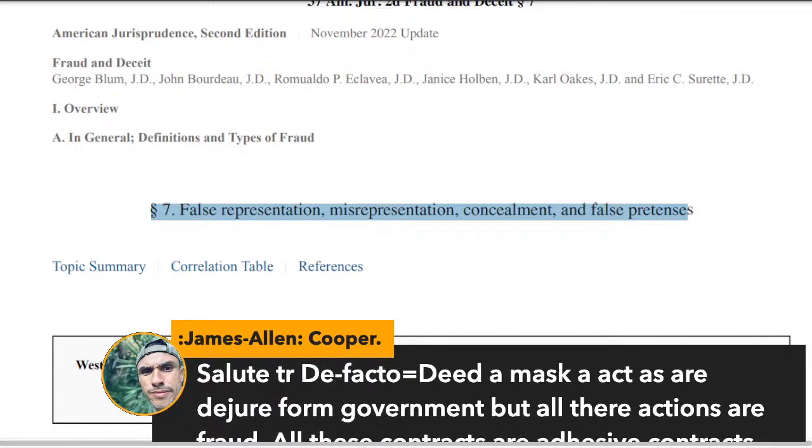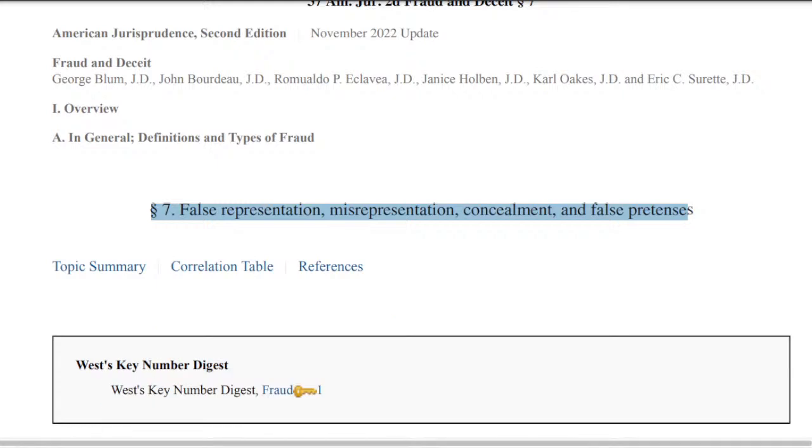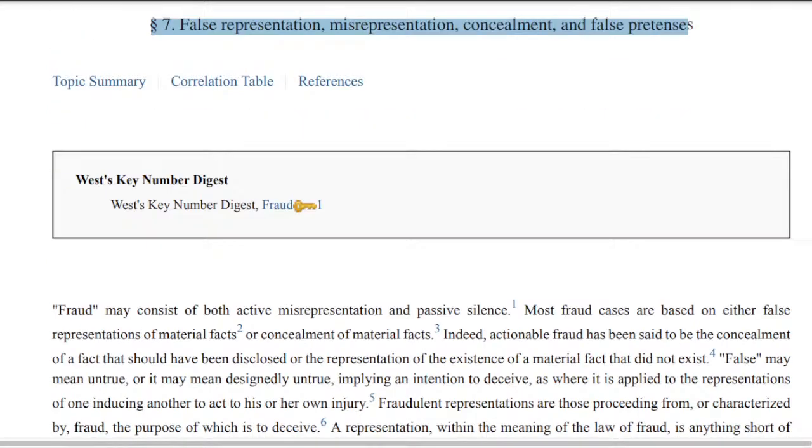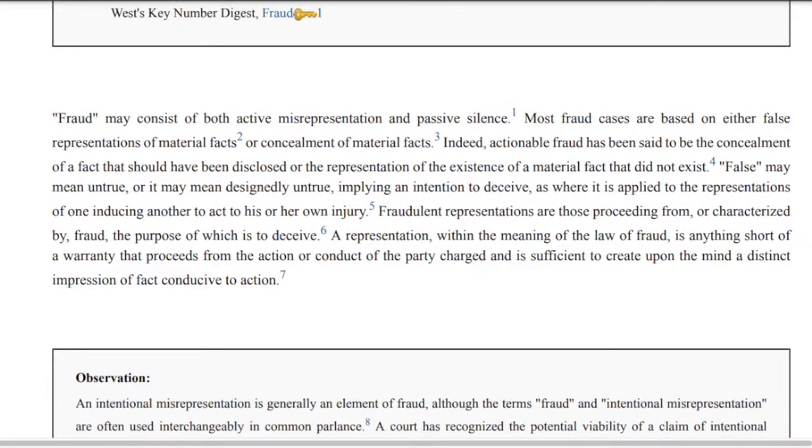Hey, we got someone here in the house. James Allen, welcome. Salute. De facto equals deed, a mask act as our de jure from government, but all their actions are fraud. All these contracts and adhesive contracts, never giving full disclosures, meeting of the minds. You are very correct, and we're actually going to get onto that here because this is all covered here in American Jurisprudence in this particular volume here. So let's continue.